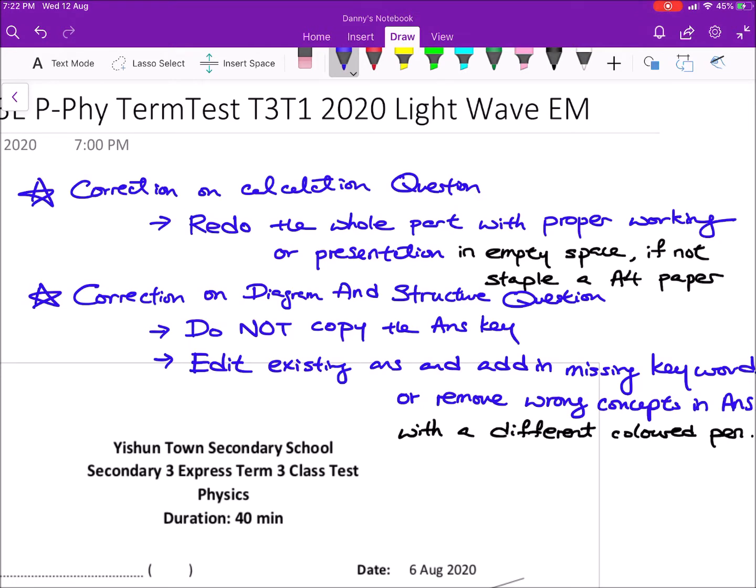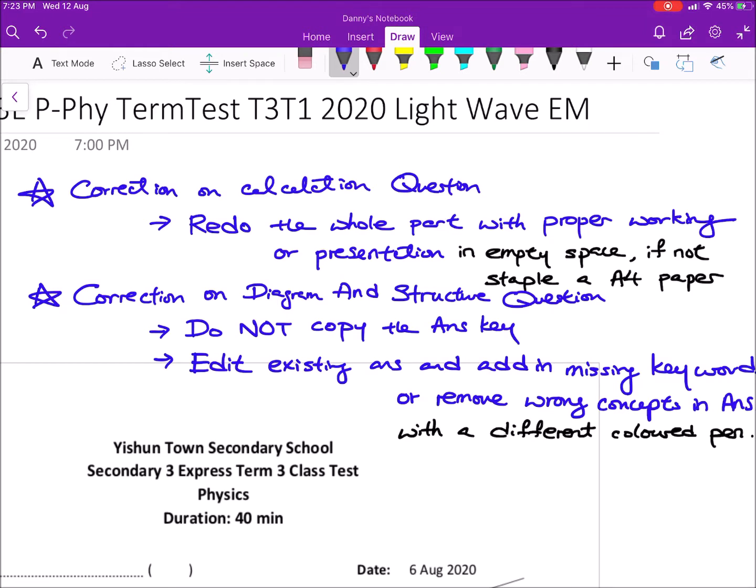When you are doing the correction for a calculation question, I want you to redo the entire presentation for that particular part. You can do it in the empty space nearby if you have it, or if you do not have an empty space, please do it on a fresh piece of A4 paper and then staple it at the back.